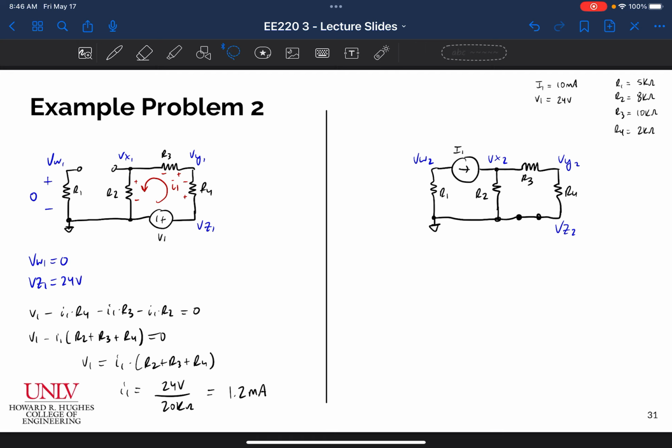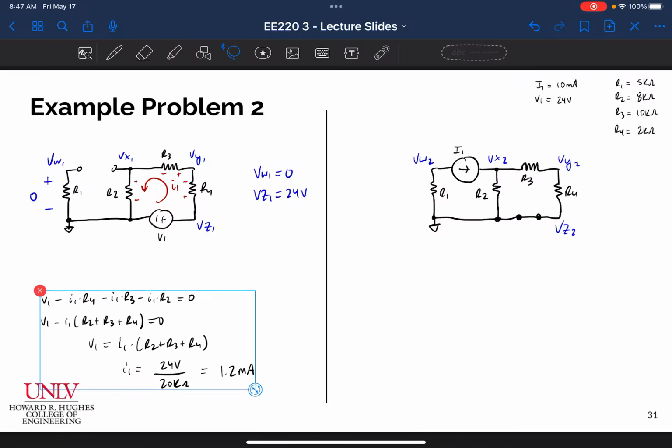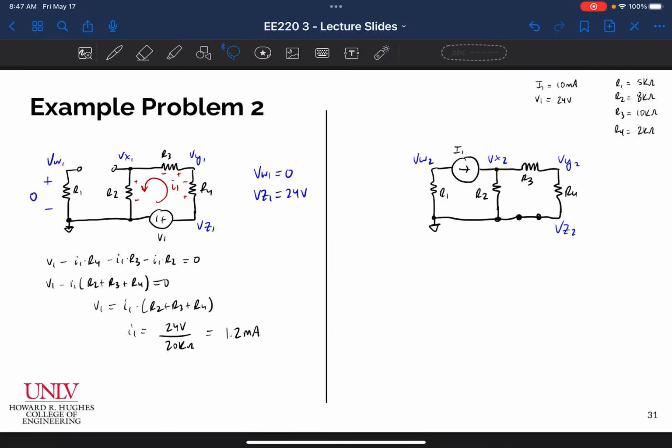Okay, so let's go ahead and move these values here that we found right off the bat, and then I'll just move this whole thing up so that we have more space, because I'm running out of room here. Let's just make sure 24 divided by 20K. Yep, that gives me 1.2 milliamps.